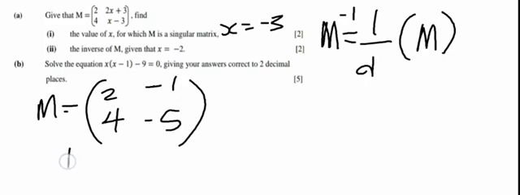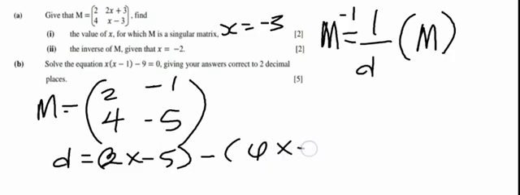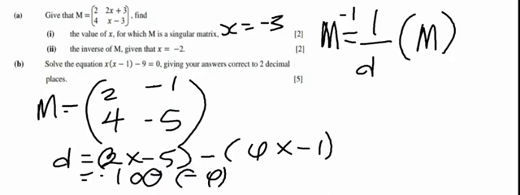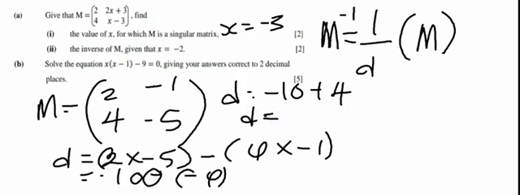So what we are going to do here, we are just going to say determinant is equal to 2 multiplied by negative 5, like this, then minus, open bracket, 4 multiplied by negative 1, then close. Then from there now, positive 2 multiplied by negative 5, we are going to get negative 10. Then minus, open bracket, 4 multiplied by negative 1, we are going to get negative 4. Right? Then negative multiplied by negative, we are going to get positive, which is positive 4. Now remember, determinant is equal to negative 10 plus 4. Then the answer is going to be negative 6. So negative 6 is our determinant.